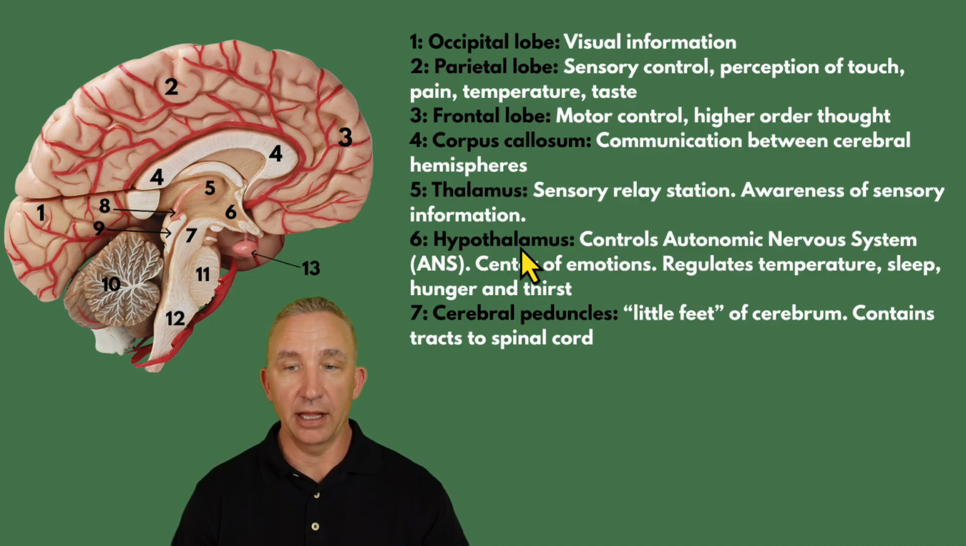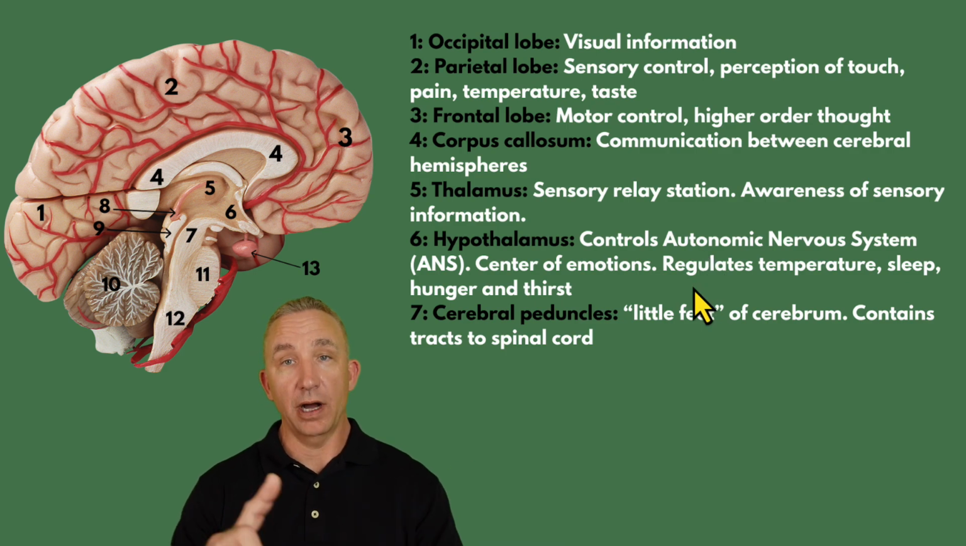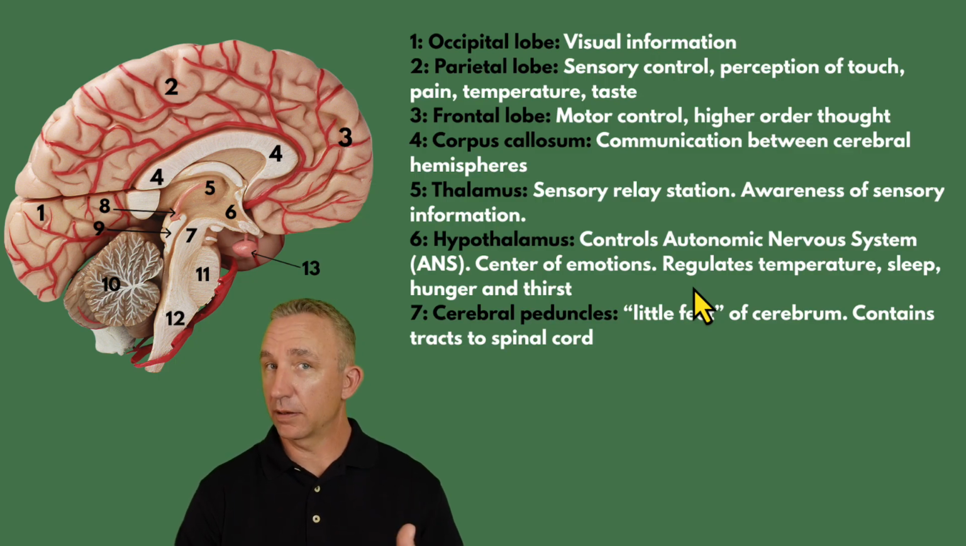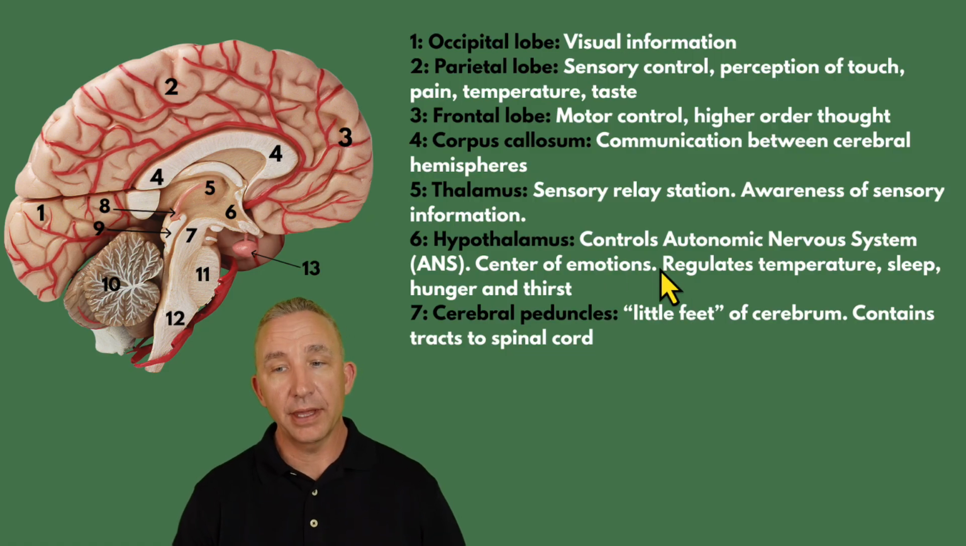The hypothalamus, below the thalamus, controls our autonomic nervous system. Remember, autonomic nervous system is our visceral motor, our sympathetic and parasympathetic, which is our fight or flight and our rest and repose. So this is our survival mechanism. The hypothalamus also regulates some of our temperature, some of our sleep, hunger, and thirst.